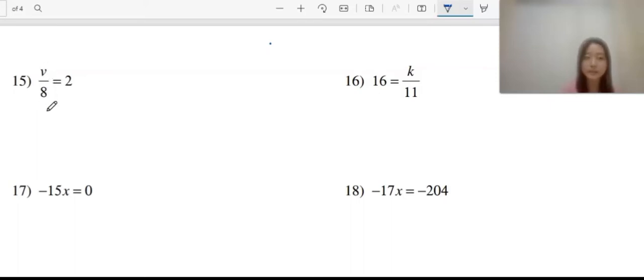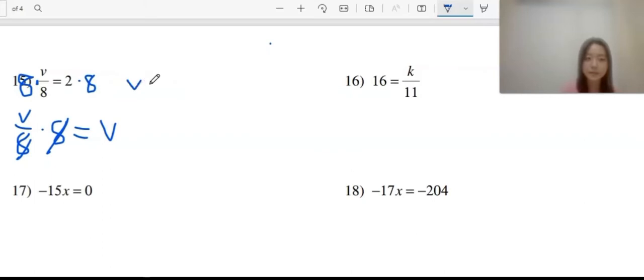So in this case, 8 is divided. So v is divided by 8. So if you want to undo that process, we would have to multiply it by 8. So if we do v over 8 times 8, that will cancel out the 8's, which makes it v. So remember, if we multiply 8 on the left side, we also have to do it on the right side. So we do 2 times 8. So that makes v equal to 2 times 8 is 16.